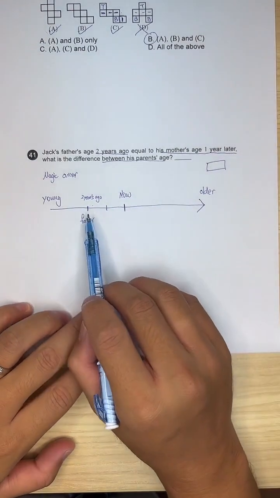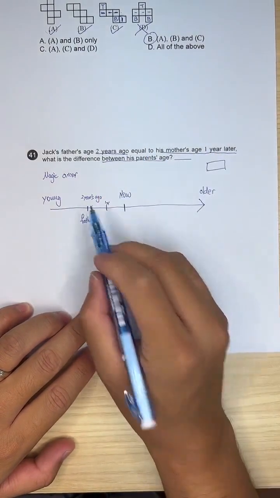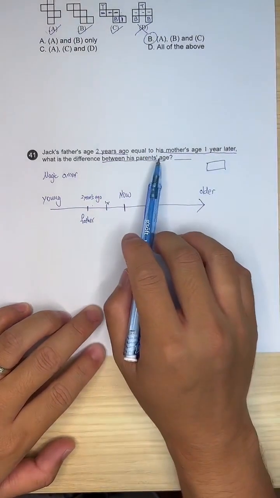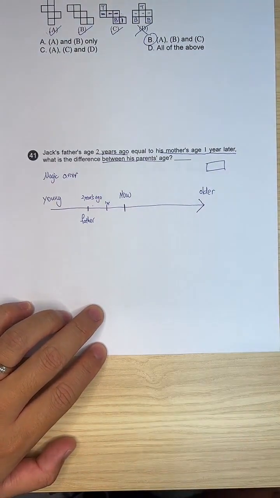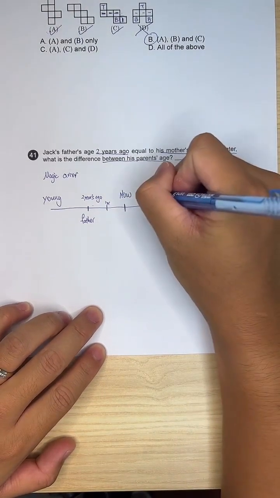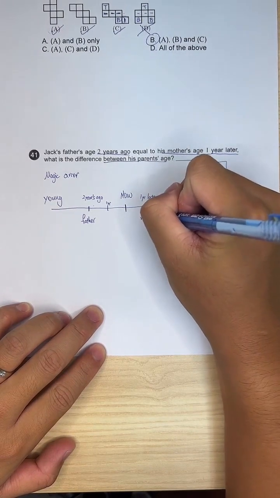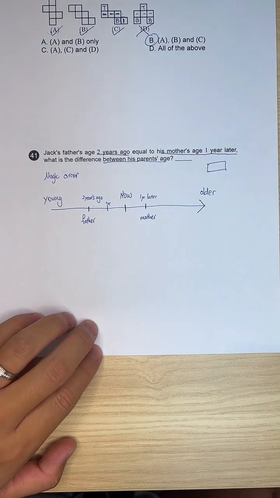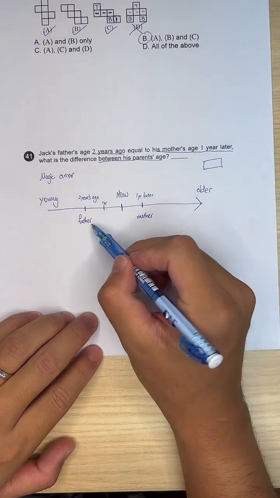Okay, so this, 2 years ago, is father's age. This is 1 year, so 2 years. And it is equal to his mother's age 1 year later. So 1 year later, this is 1 year later, this is mother's age. So now, are you able to see what is the difference here?